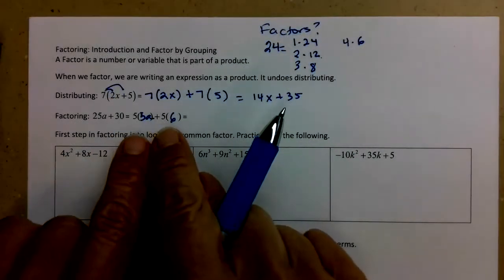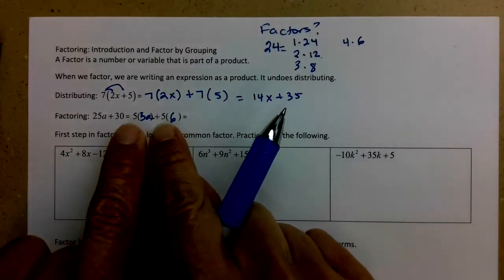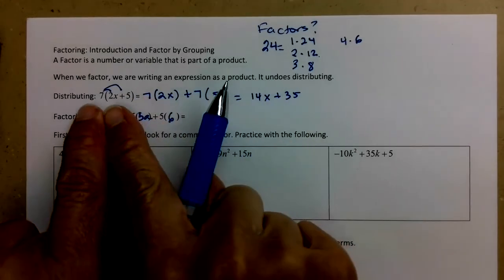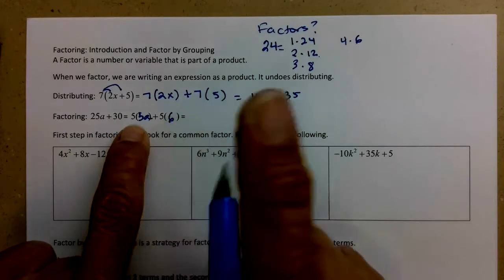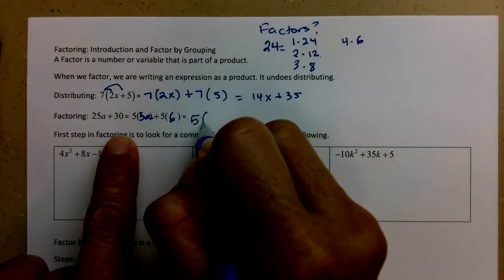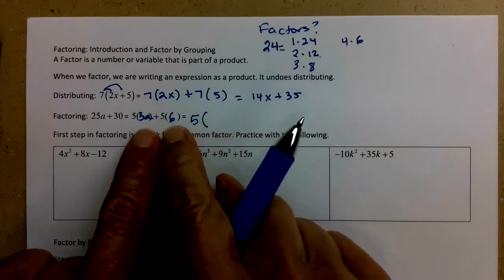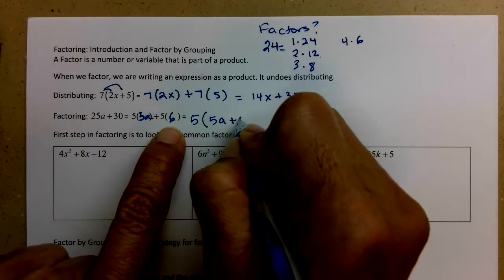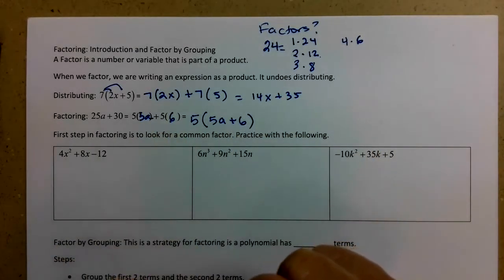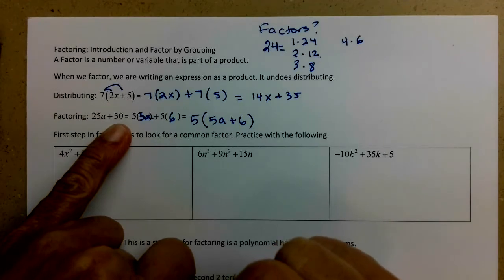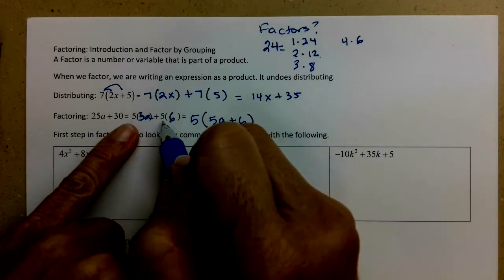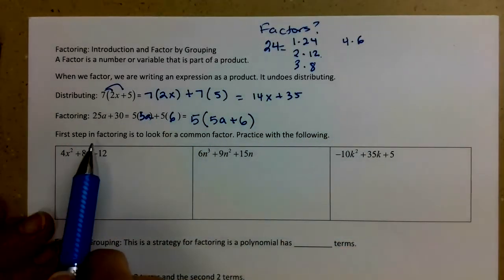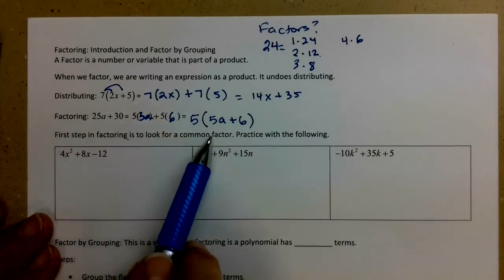So since these both now have 5 times something else, what I'm going to do is kind of work backwards. So imagine the one we just did. Where did the 7 start? So we're going to do that with the 5. So the 5 is going to come to the front. And then inside this set of parentheses, I'm going to put those other factors. So a 5a and then plus 6. Okay, so since 5 went into both 25a and 30, that means I could factor out the 5 and then gather up who was left. So your first step in factoring is going to be looking for a common factor.